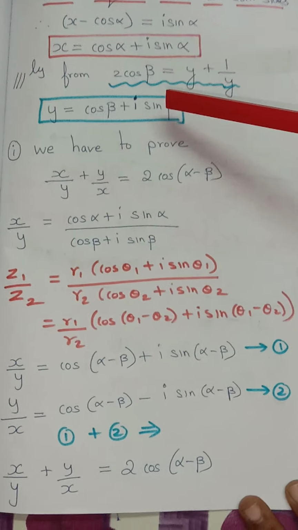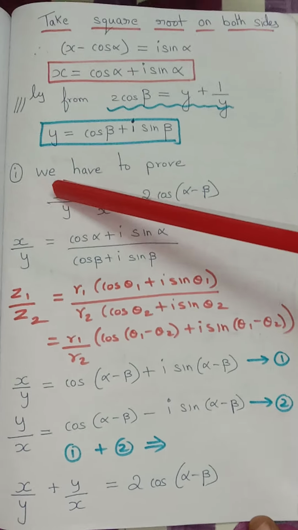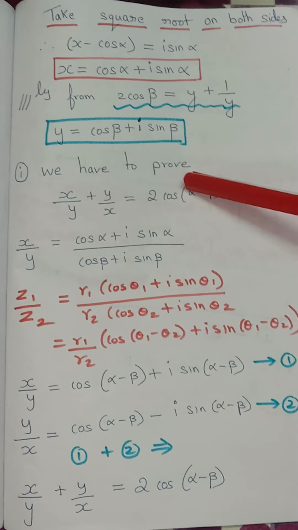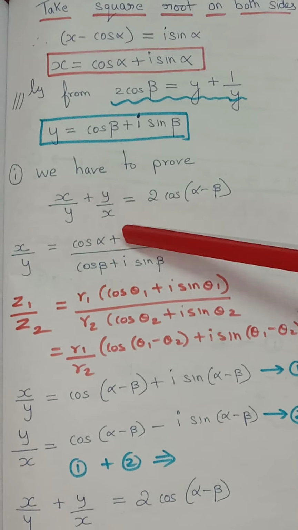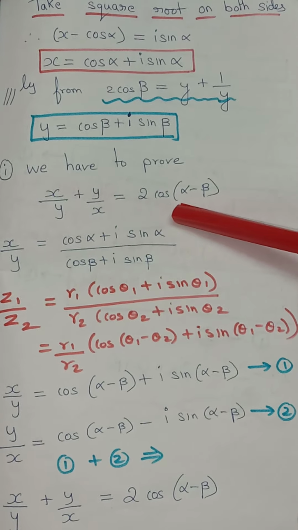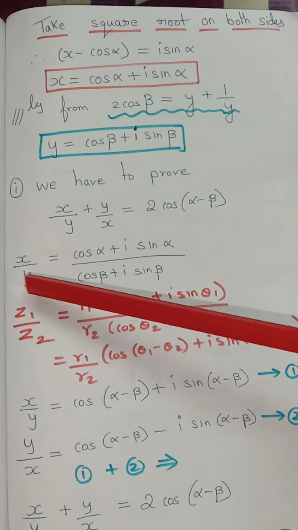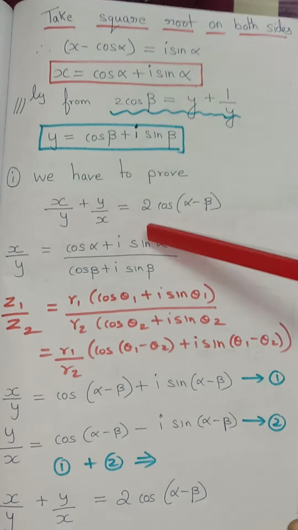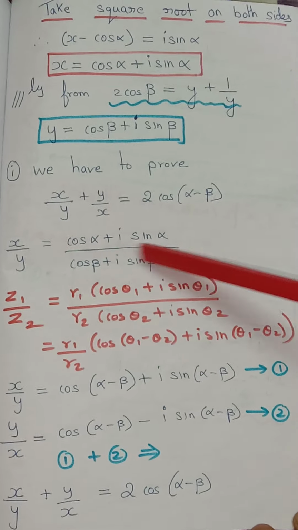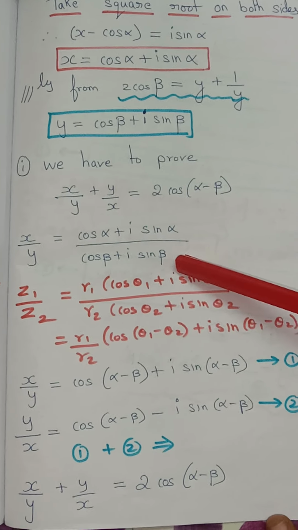Now once we know the x value and y value, let us do the first subdivision. What is the first subdivision question? We have to prove that x by y plus y by x is equal to 2 cos of alpha minus beta. So let me find out x by y. What is x? Cos alpha plus i sin alpha, divided by y, which is cos beta plus i sin beta.